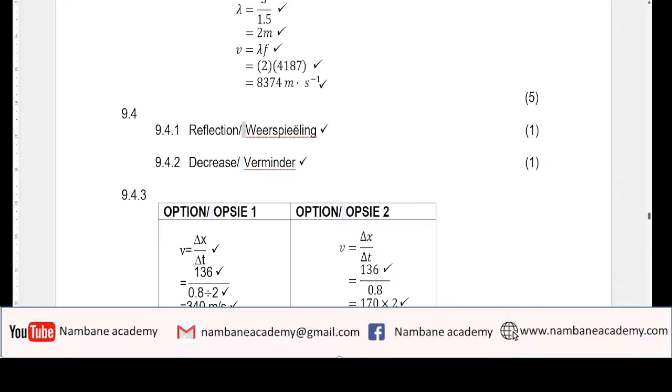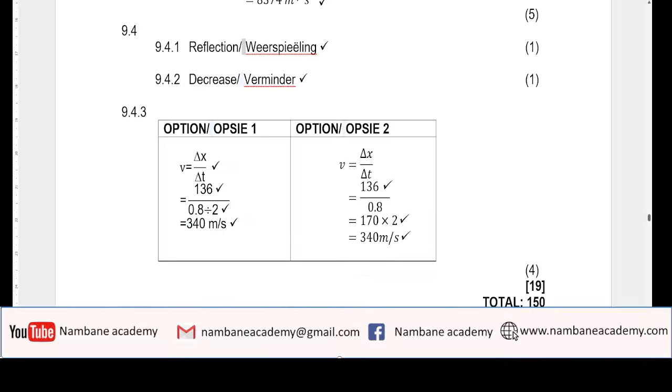9.4, a speaker placed 136 meters away from a wall produces a sound. The sound reaches the speaker again after 0,8 seconds. The speed of sound in air is 340 meters per second. There's a clue there which tells you what the scenario was speaking about. 9.4.1, which property of sound is responsible for the appearance of an echo, which is reflection.